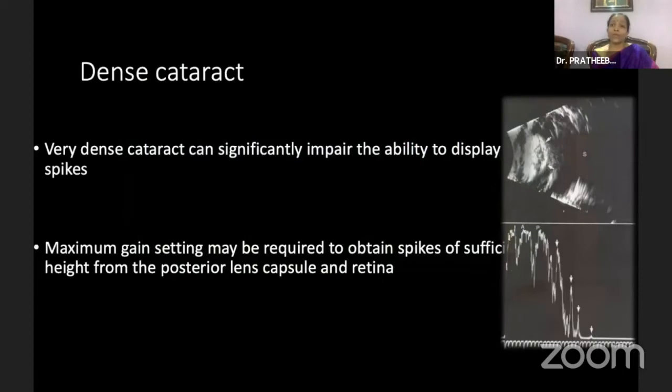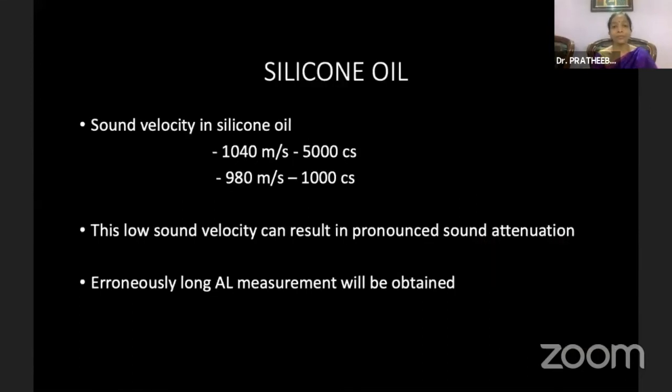And when we are dealing with a very dense cataract, the sound waves might have difficulty in penetration, and so we might not have good quality spikes. So in such situations, in an ultrasound, we have to increase the gain settings. And when you are dealing with a patient with a silicone oil filled eye, the velocity mode has to be changed to silicone oil mode, because the velocity at which sound waves travel in silicone oil is relatively different. It is slow, so there can be pronounced sound attenuation, and it can erroneously give a false long axial length, which can affect our IOL power calculation.